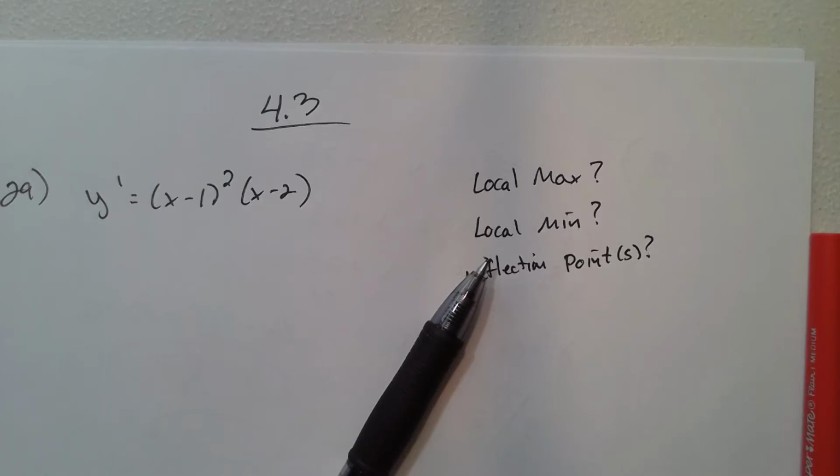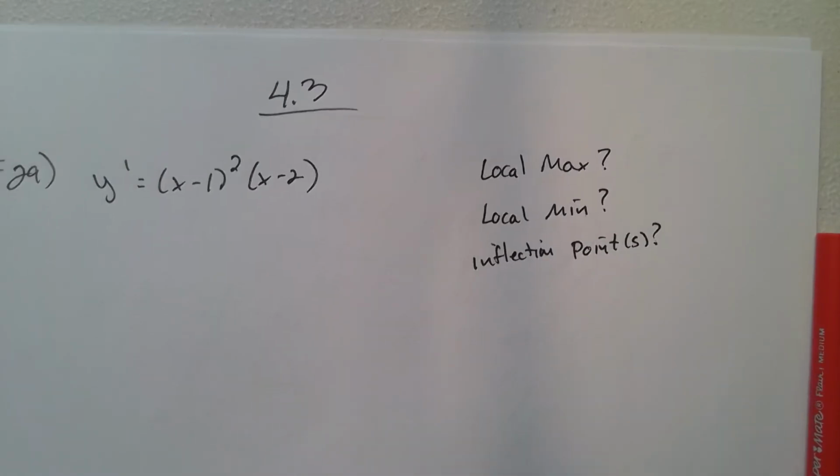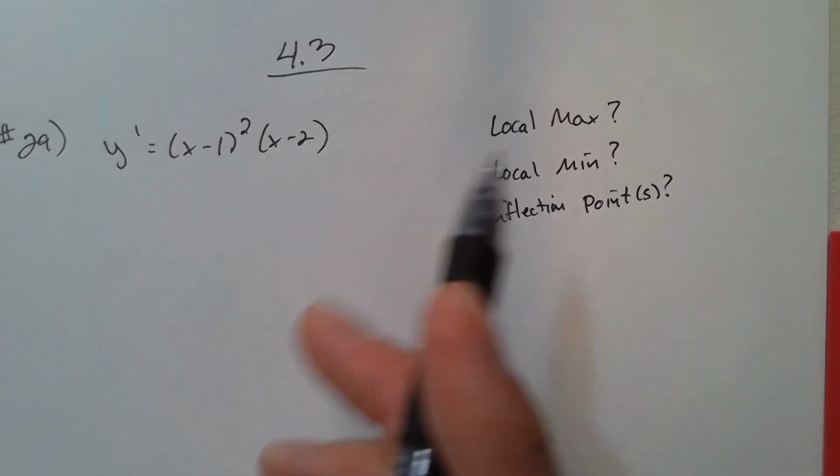4.3, number 29, we're asked to use the derivative of the function to find the points in which it has a local max, local min, or inflection points. Alright, so here's what we're given. The derivative is (x - 1) squared times (x - 2).